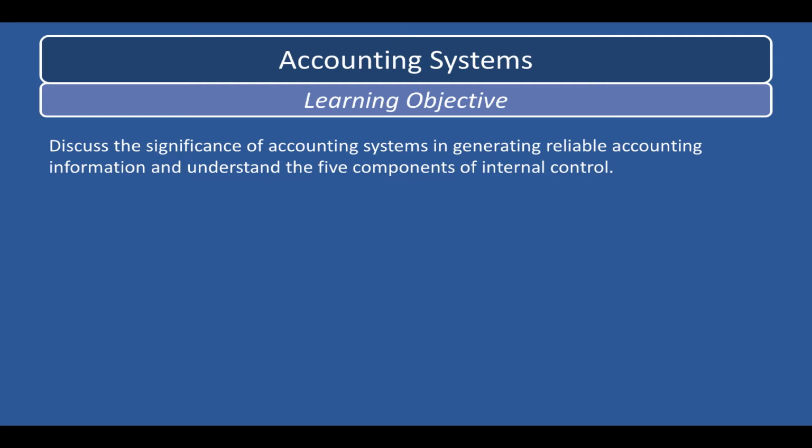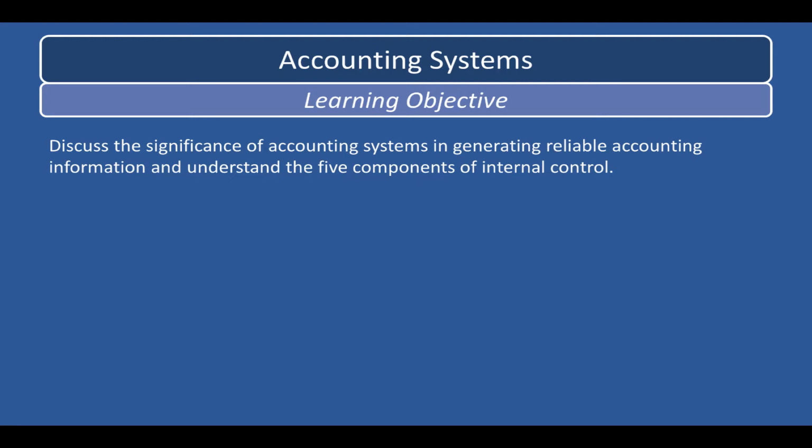Accounting systems. Learning objective: discuss the significance of accounting systems in generating reliable accounting information and understand the 5 components of internal control. Information systems are critical to the production of quality accounting information on a timely basis and the communication of that information to decision makers.